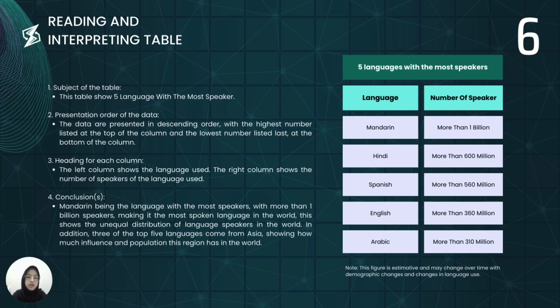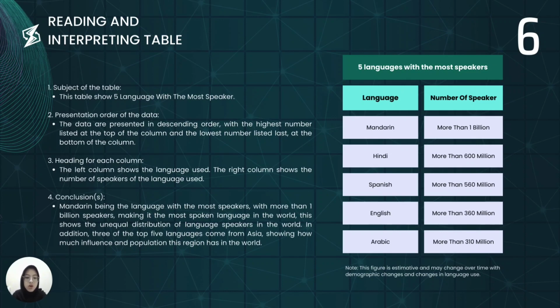From the example here, the subject of the data is the 5 languages with the most speakers. The presentation order of the data is descending, with the highest number listed at the top of the column and the lowest number listed last at the bottom of the column. And for the heading of each column, the left column shows the language used, the right column shows the number of speakers of the language used.